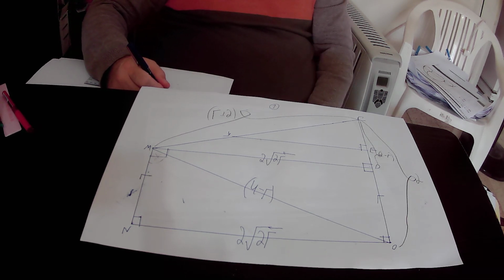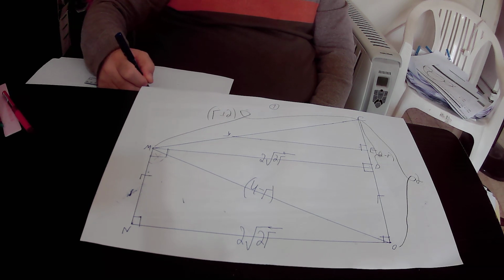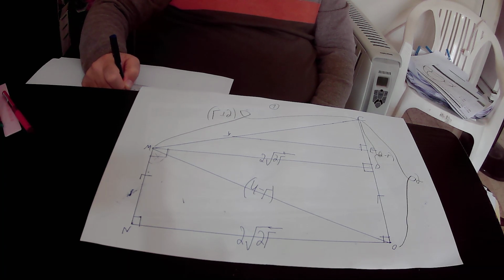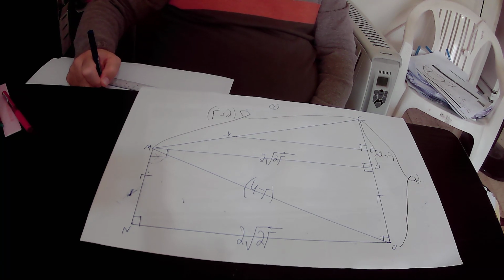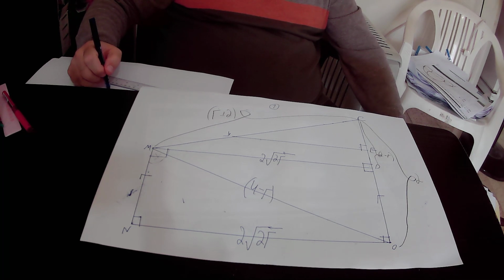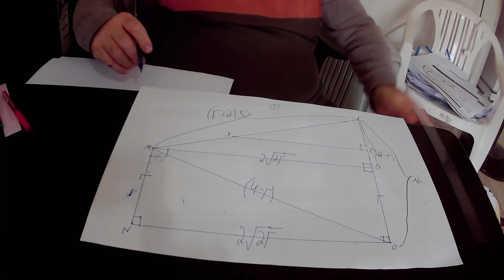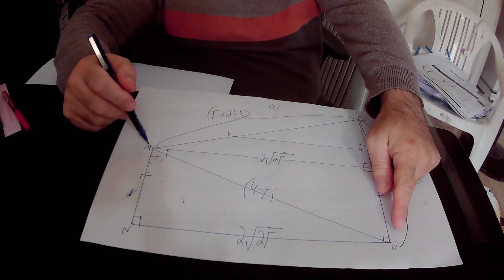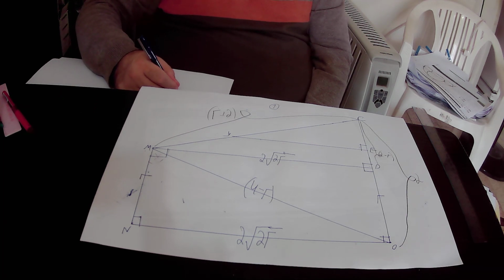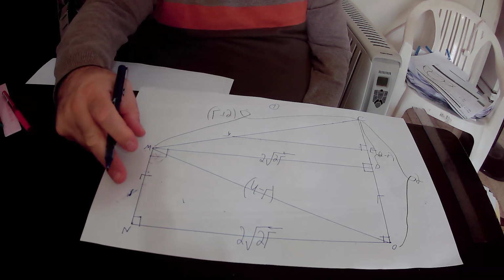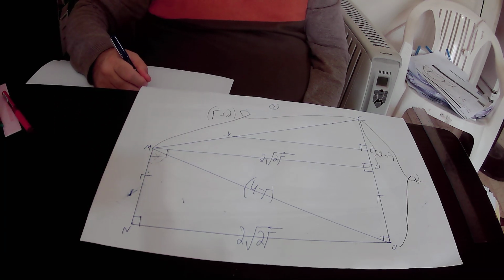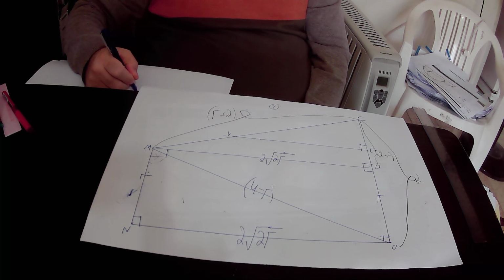So in the right triangle MNO, according to the Pythagoras theorem, the square of the hypotenuse equals the sum of the squares of the perpendiculars. The hypotenuse is MO, so the square of the hypotenuse is MO squared. MO squared equals the sum of the squares of the perpendiculars, MN squared plus NO squared.